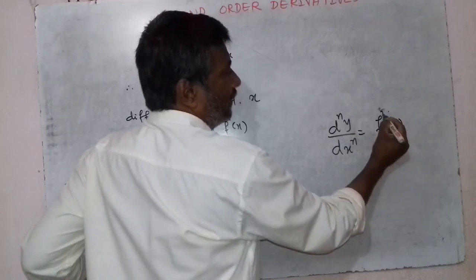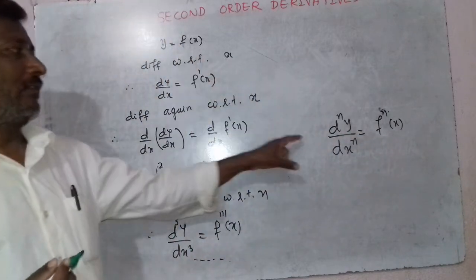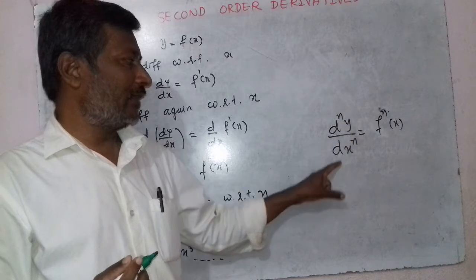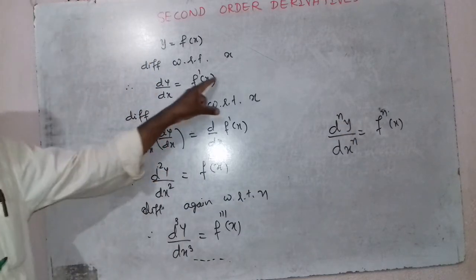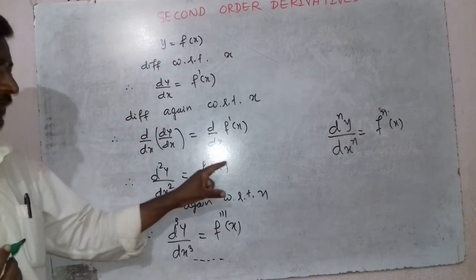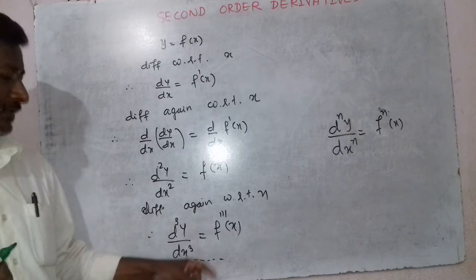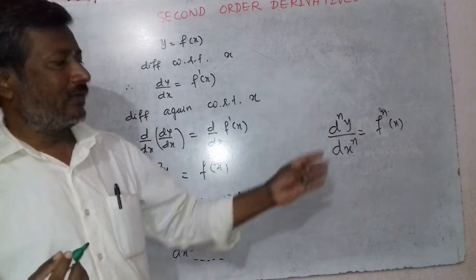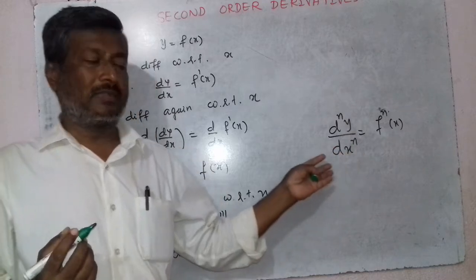So that is f n, the nth derivative of the function, d n y by dx raised to n. First order: f dash x, dy by dx. Second order: d square y by dx square, f double dash x. Third order: d cube y by dx cube, f triple dash x. In the same manner, we are simply continuously finding the derivatives here.